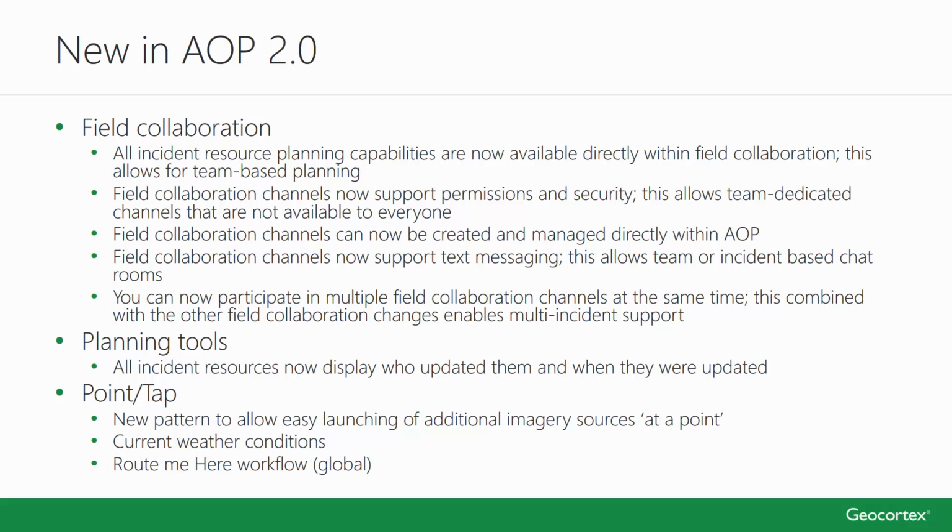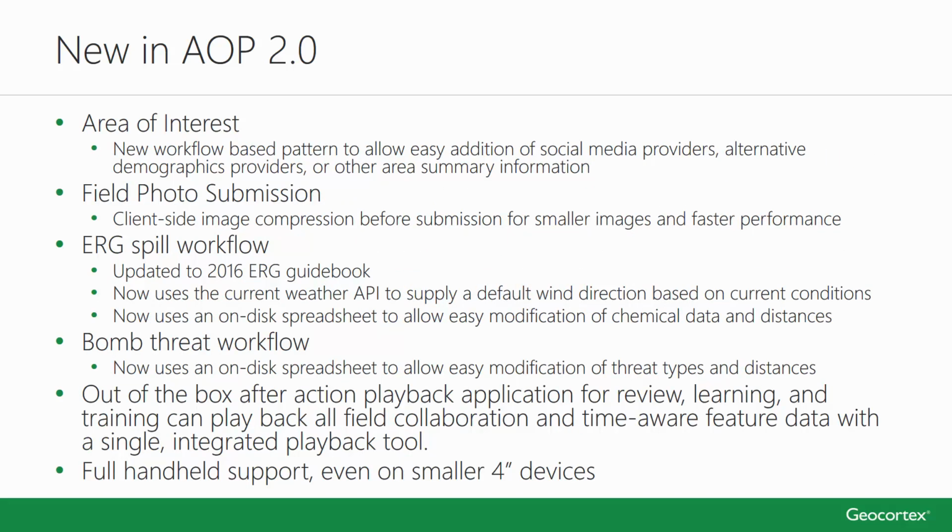We created some new patterns around the point tap. A lot of this was just making it more easily extensible by you through configuration, so you didn't need development services, for example, to do your extensions. We've included the current weather conditions and the Route Me Here workflow by default. We introduced a new pattern also for area of interest, and our existing customers will be interested to know that this is actually now a workflow-based pattern, which makes it very easy for you to extend, add your own social media providers, alternative demographics providers, or just summary information from pretty much any system that you have access to.